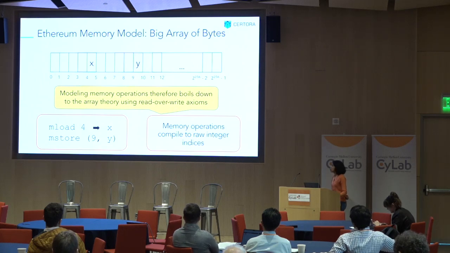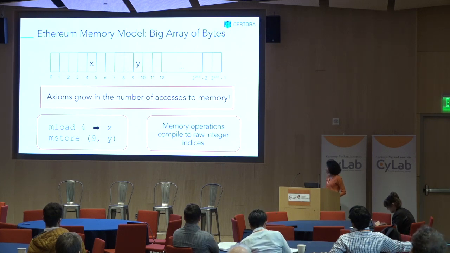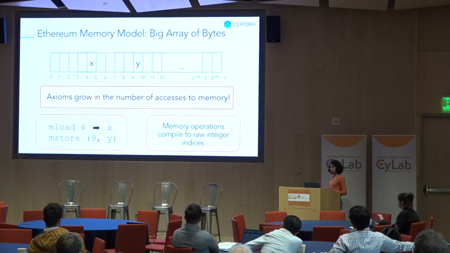So what does that mean when you want to model these operations in SMT? How are you going to do that? Because memory is represented as an array of bytes, we use the array theory, and we use the read-over-write axioms in the array theory to represent the reads and writes to memory. Now, when you're working with real, large smart contracts, there are a lot of memory accesses. If you do it in a simple way, the number of axioms will grow with the number of memory accesses. So we want to see if we can simplify the program and reduce some of the axioms that we're generating.